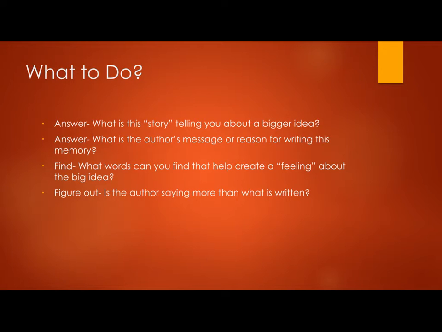Finally, figure out what the author is saying is more than what's written. They're going to leave holes for you to fill in, for you to figure out. Some of the main ideas will stand out pretty easily. You'll be able to go, yes, this story is about A, B, and C, but in between A, B, and C, there are going to be little holes for you to figure out, and we call that inferencing. You take the information that the author gives you, and you try to figure out what's being said in between the lines as you read.